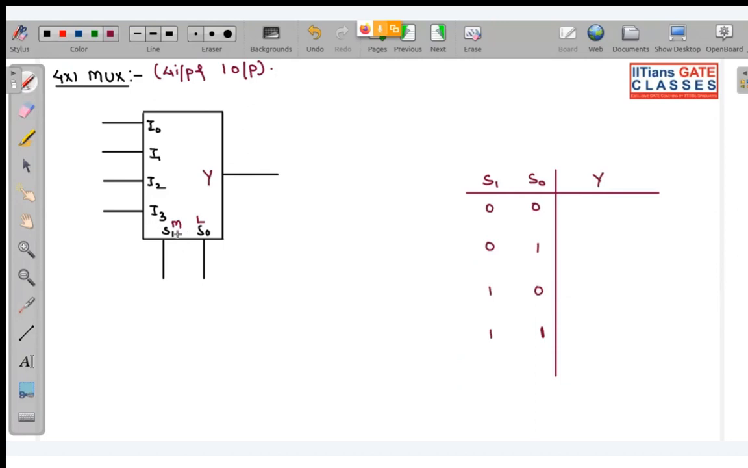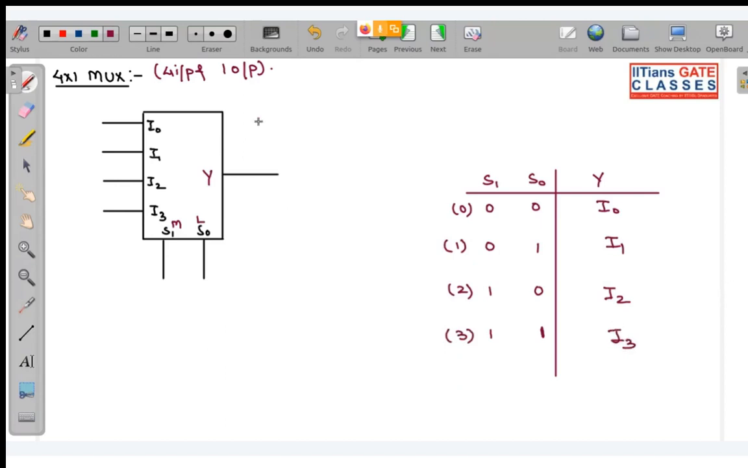In the question it will be given which of the selection lines is MSB or LSB. If nothing is given, the selection line that has the higher number in the subscript, you take as MSB. So if you take 0 0, this corresponds to decimal 0, so I0 will be selected. If your selection line is 0 1, I1 will be selected and passed through to your output. If it is 1 0, that corresponds to decimal 2, so I2 will be selected. If it is 1 1, this corresponds to 3, so I3 will be selected.